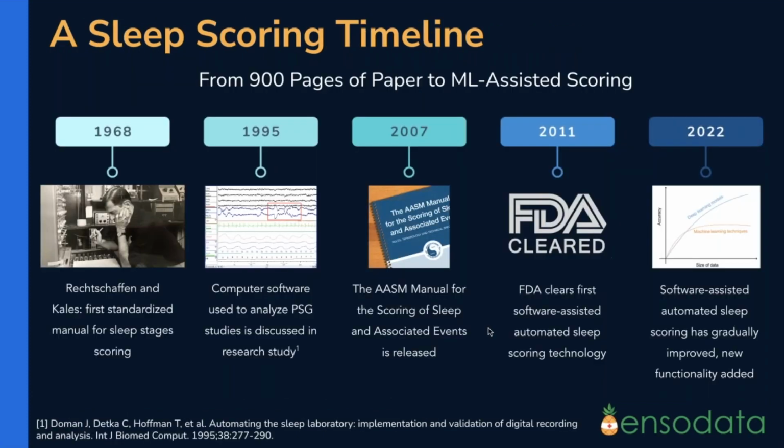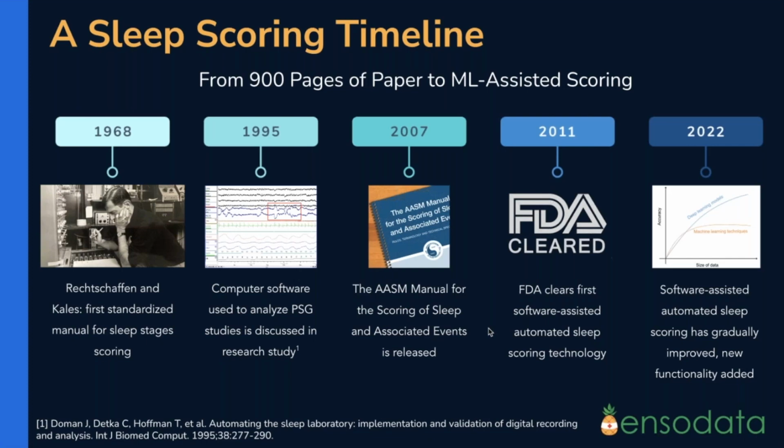So let's take a look quickly at the timeline or the history of sleep scoring. It's always nice to see how far sleep medicine has come since the late 60s. That is when Rechtschaffen and Kales formalized the very first manual for sleep stage scoring. Back then, initially it was done manually on hard copies of more than 900 pages.